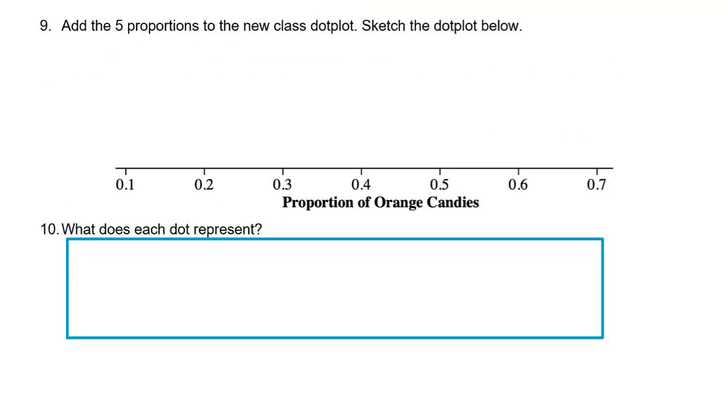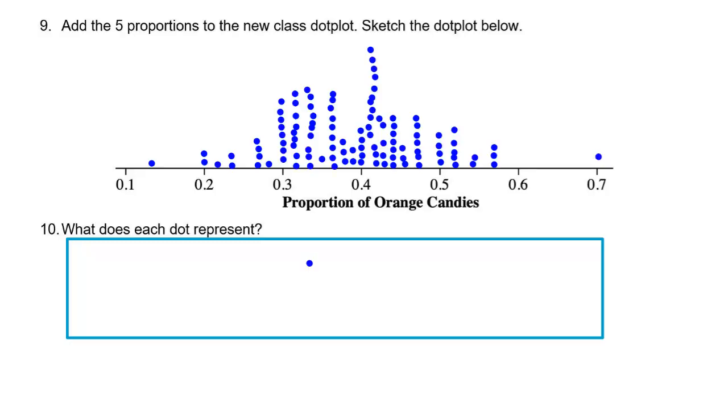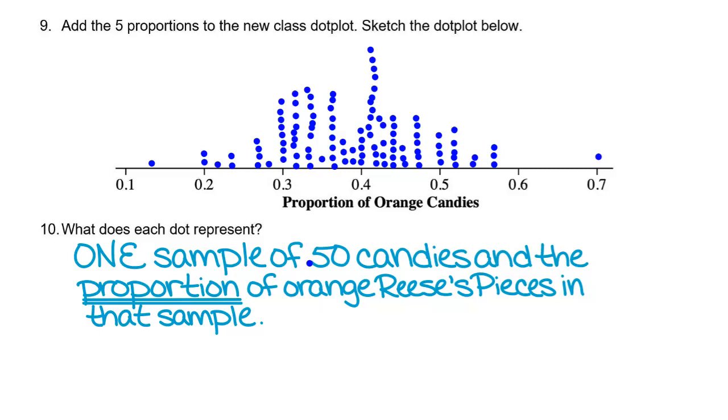Once you have those 5 proportions, we're going to come up here and make another dot plot. What does each of those dots represent? Absolutely, the proportion of orange candies in a random sample of 50 candies. Or another way to word that is one sample of 50 candies and the proportion of orange Reese's Pieces in that sample. So same idea, more words, but exact same idea.